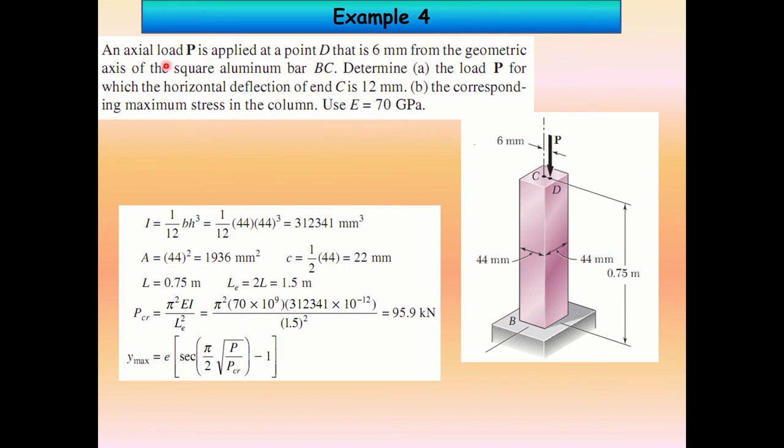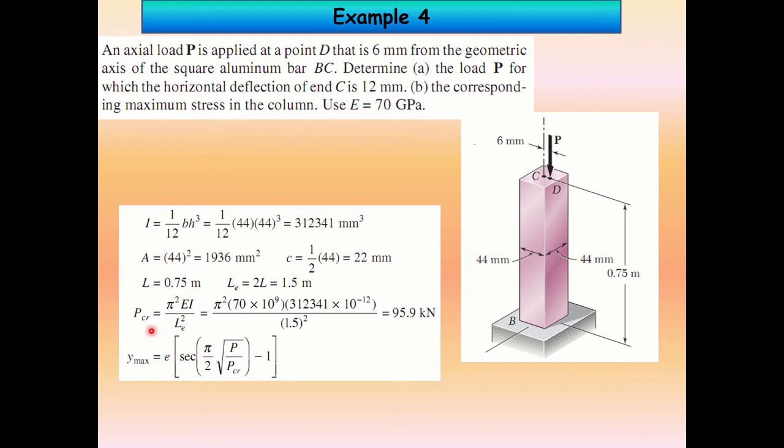Okay, example 4. An axial load is applied at point D with eccentricity 6 mm from the geometric axis of a square bar BC. Determine the load P for which the horizontal deflection of BC equals 12 mm, so this is the Y max, and the corresponding maximum stress in the column. Use E equal to 70 GPa.